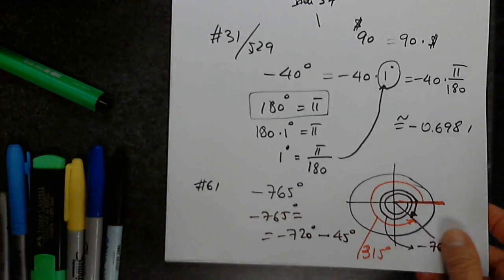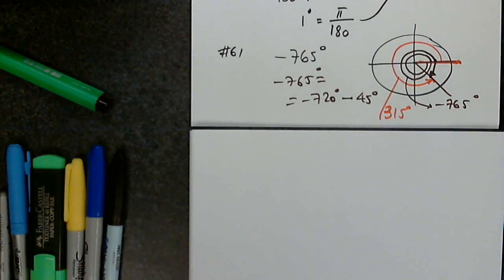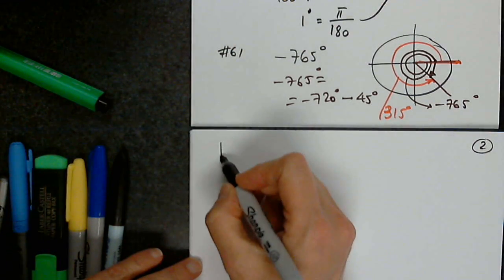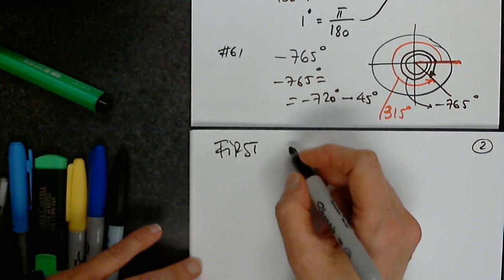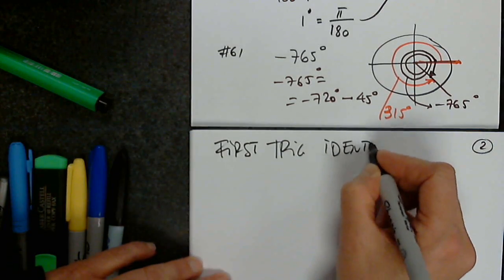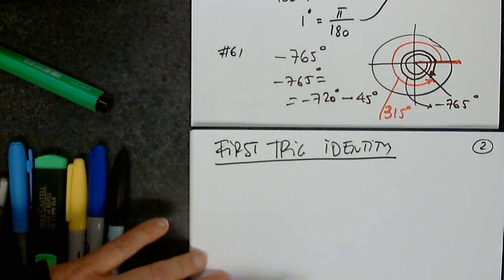Okay, what I would like to do is go back for a moment to the most important trig identity that we discussed last time. It's also called the Pythagorean identity, the first trig identity that we looked at. Can anyone give us what that was?